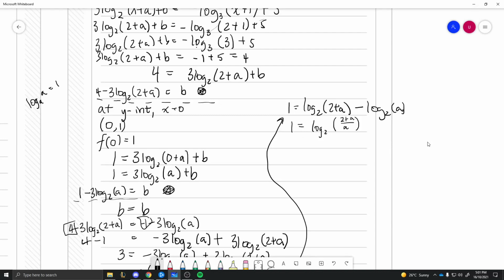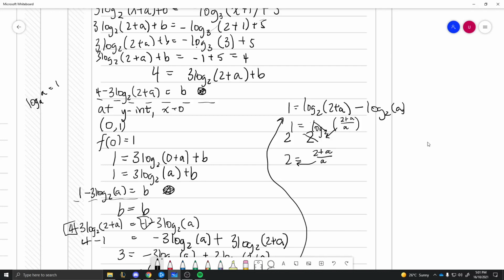And let's get rid of this log base 2 by raising both things to the base 2. Put both things on 2. So you get 2 to the 1 is equal to 2 to the log base 2, 2 plus a over a. But as said before, log base 2 and 2 can cancel. This is why you raise it to the base 2. So you can get rid of this log base 2. So you end up with 2 equals this function, 2 plus a over a.